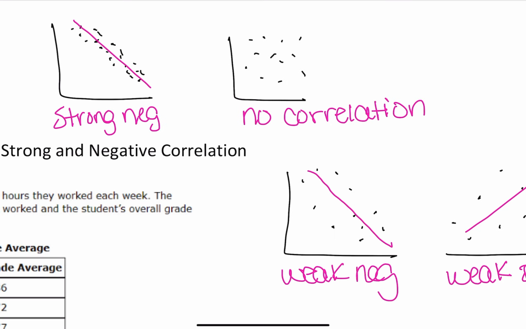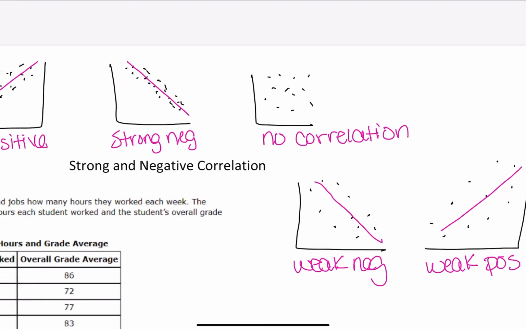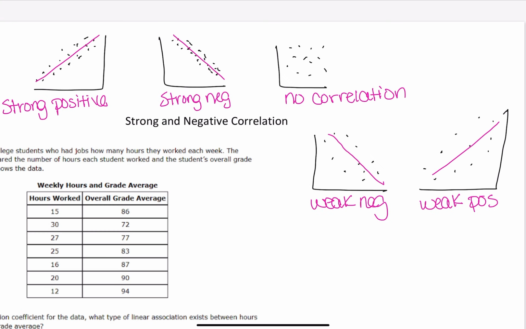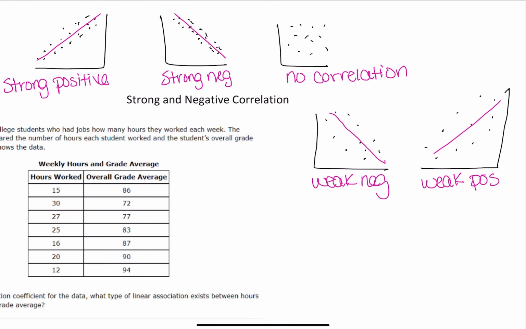Now if I compare my strong and my weak negative: my strong negative, again, they're all close to the line. My weak negative, they're still going down, but they're not close to the line, so that makes it weak. Same thing for my weak positive and my strong positive. My weak positive, they're still going up, but they're not close to the line, so that makes it weak. Okay, just keep that in mind.